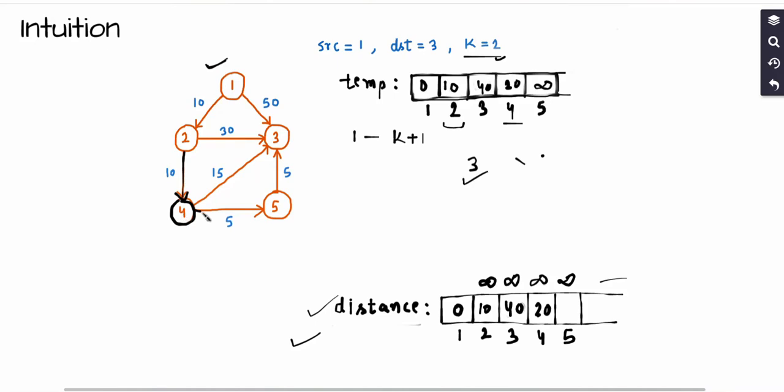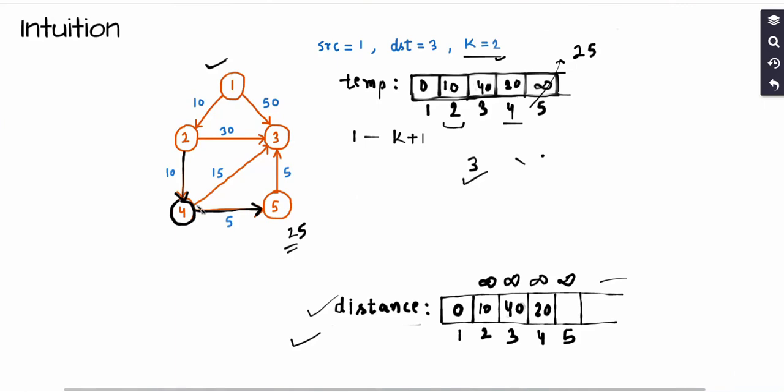So I first try to relax this edge which is from 4 to 5, and I ask if I can do so. The distance till 4 is 20, and 20 plus 5 would be 25, which is the distance till node number 5. Is 25 better than the distance which you already have? And the answer is yes. So I replace this infinity with 25.